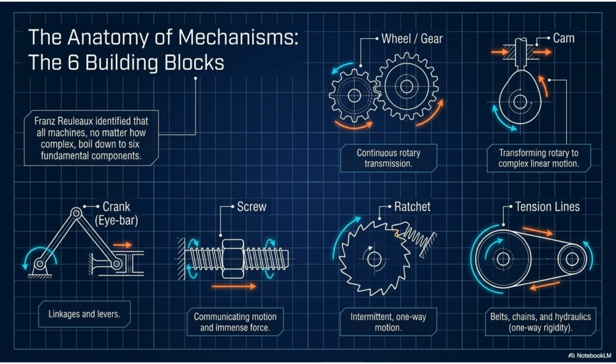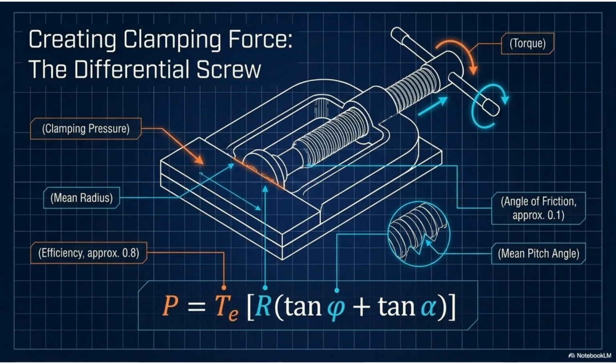Franz Reuleaux identified that all machines are built from 6 fundamental components: the wheel and gear, cam, crank, screw, ratchet, and tension lines. These building blocks are the foundation of complex mechanical design. The differential screw is a vital mechanism for creating clamping force.